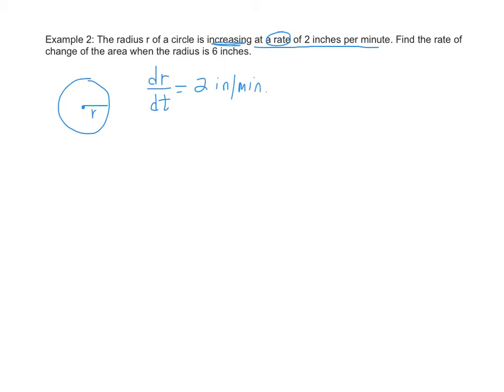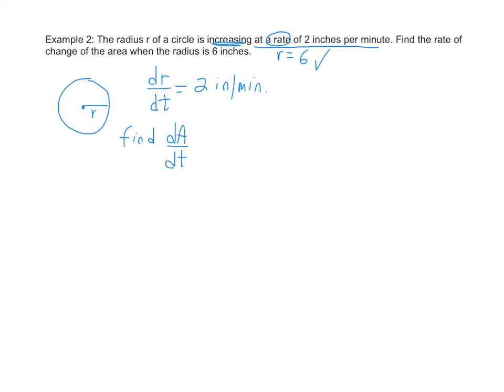Find the rate of change of the area. So make sure you're writing down the rate you're trying to find. So dA dt. When the radius is 6. I am not going to label 6 on my picture because my circle is growing. This is just the instant that we're interested in as far as finding the rate at which the area is changing. So we're not going to label that 6 on our picture.